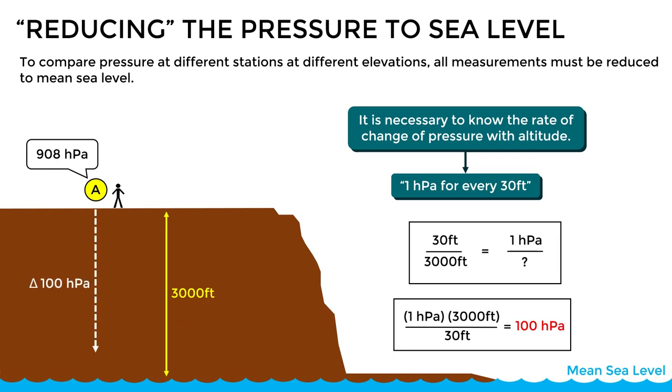And since we know that pressure increases as we go down, then we can say that the pressure of the station reduced to sea level is around 1,008 hectopascals. So, having understood this, let's move on to the next concept, the QNH.